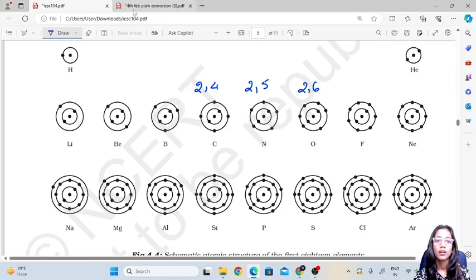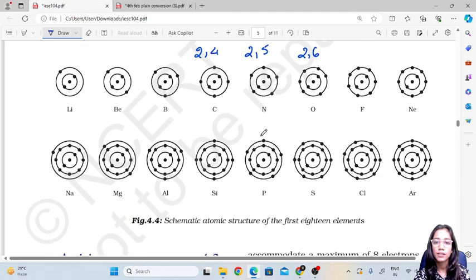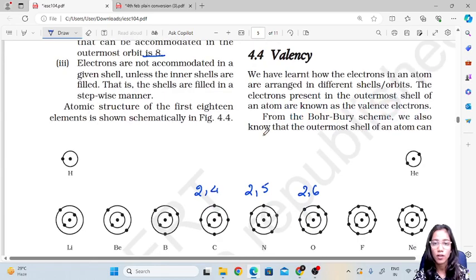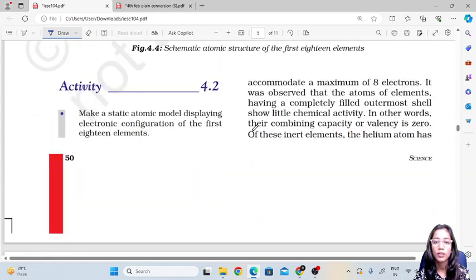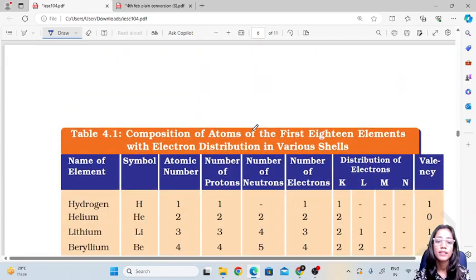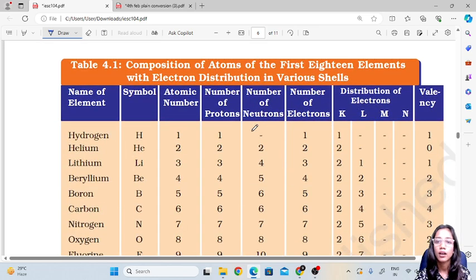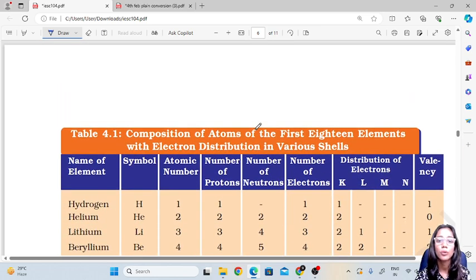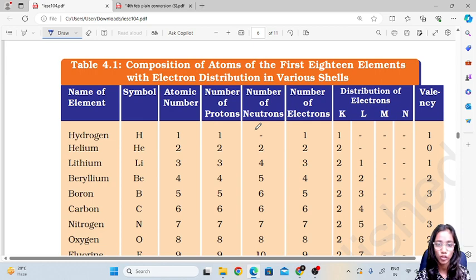Now understanding this, we will go to the next concept, that is valency. Now what do you mean by valency? Valency is the ability of an atom to have a completely filled outermost shell. Completely filled outermost shell means the shell should have 8 electrons.